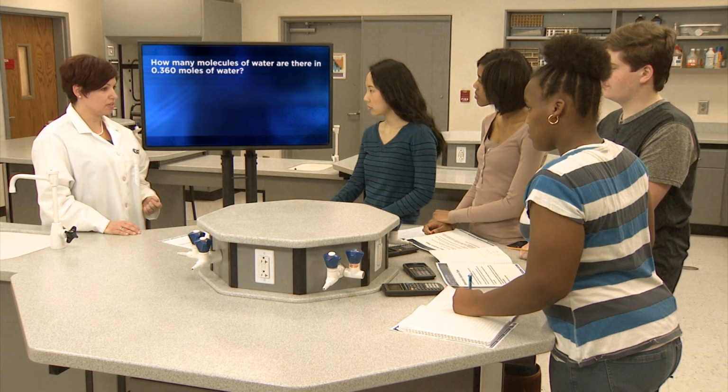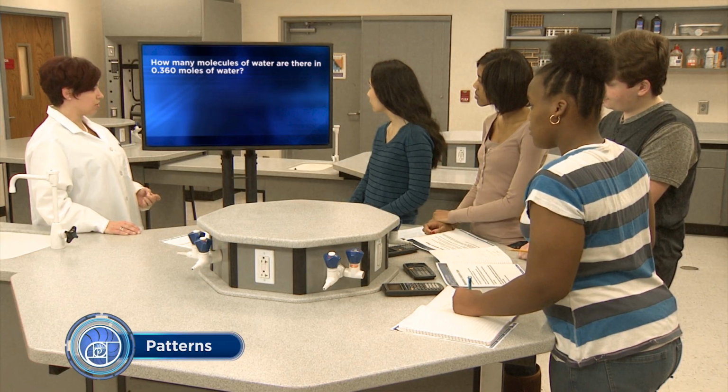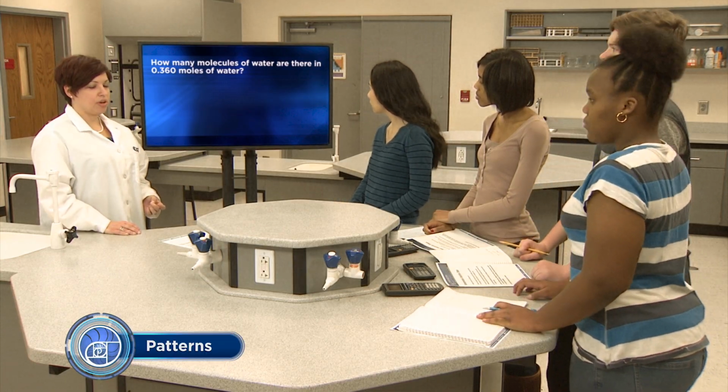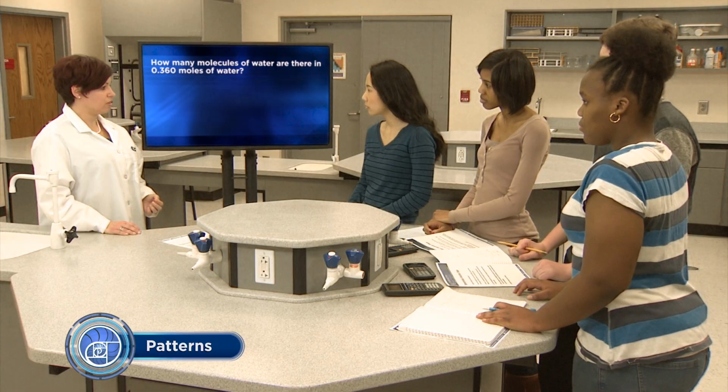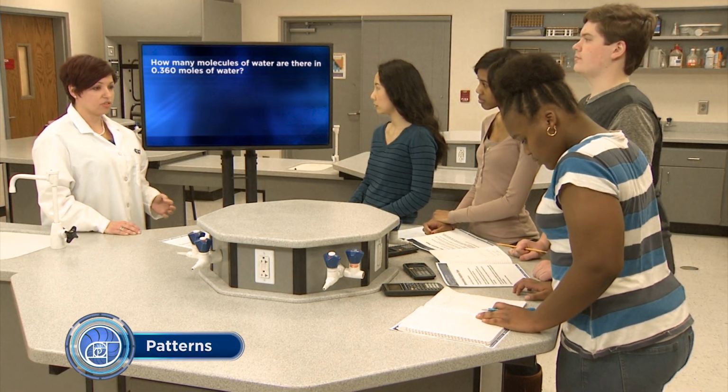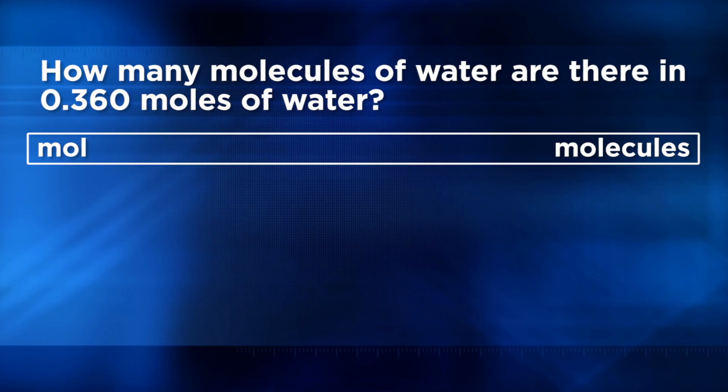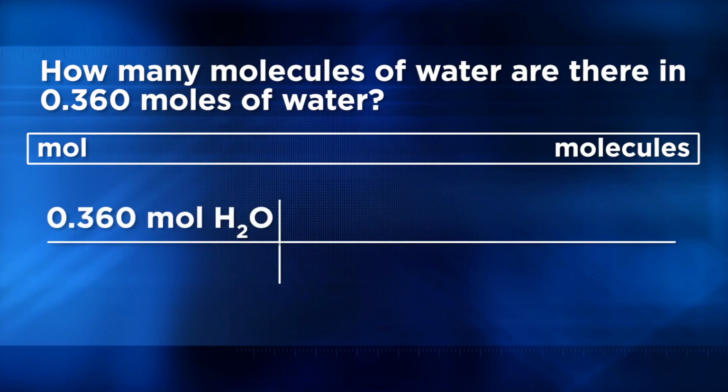The first problem is, how many molecules of water are there in 0.360 moles of water? So does this look like a conversion problem? Yeah, the question gives us moles, and it wants molecules as an answer. Excellent. So how could we use dimensional analysis to solve this problem? Well, we have 0.360 moles to start with, so that needs to go into the upper left-hand corner of the conversion chart. Yes, that's the correct first step. What's next?